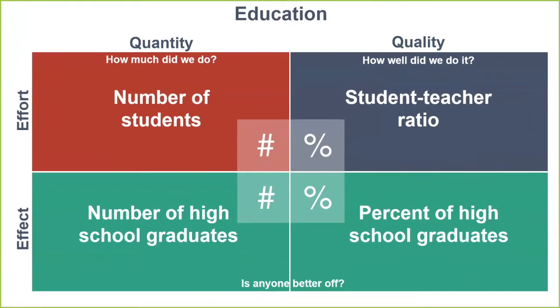So quick examples, we have education. How much did we do? The number of students. How well did we do it? The student-teacher ratio. Is anyone better off?